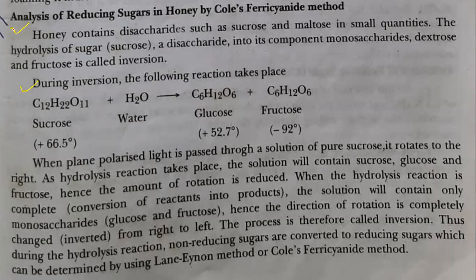In this lecture we are going to continue with the analysis of reducing sugar from honey by the Coolidge ferricyanide method. As we know, honey contains disaccharides such as sucrose and maltose in small quantities. The hydrolysis of sucrose, a disaccharide, into its component monosaccharides, glucose and fructose, is called inversion. During inversion, the following reaction takes place: sucrose in the presence of water gives you glucose and fructose.